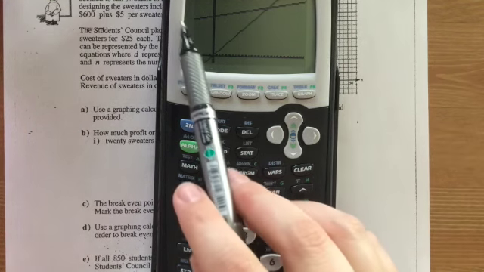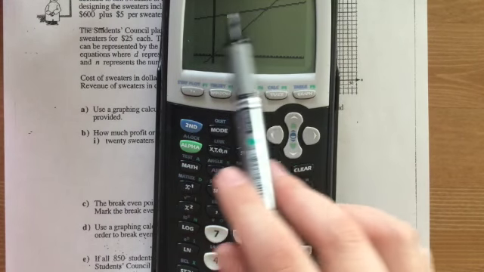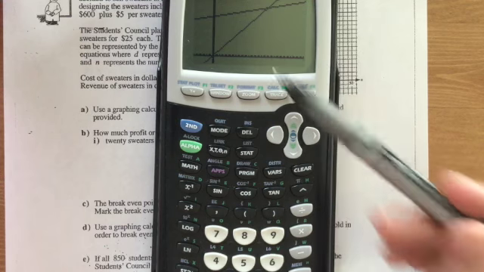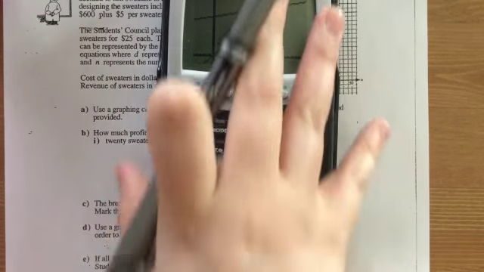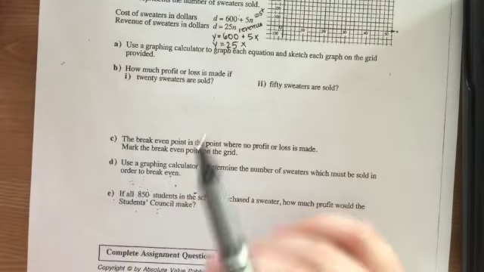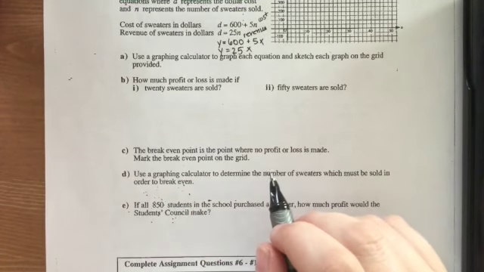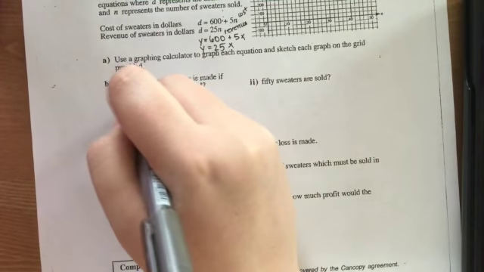And eventually, so this graph drew first, that'd be my cost. Here's my cost, here's my revenue. Eventually there's gonna be a point where cost equals revenue. But for the meantime, it says, can you answer a number of questions related to this? So how much profit or loss is made if 20 sweaters are sold? How much does it cost you to make 20 sweaters?